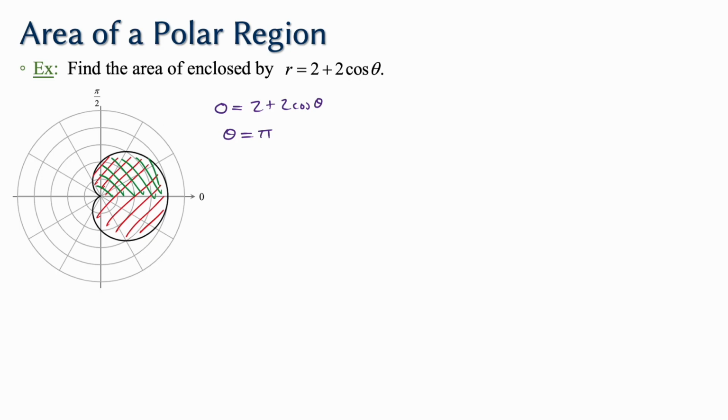So that means, just like our last problem, to find our area, we're going to double our formula. And again, the formula is 1/2 times our integral. This one we're starting at 0 and going all the way to pi. Our r is going to be 2 plus 2 cosine theta, squared, d theta.